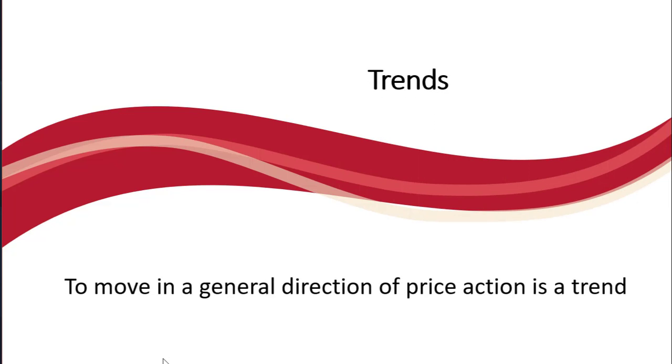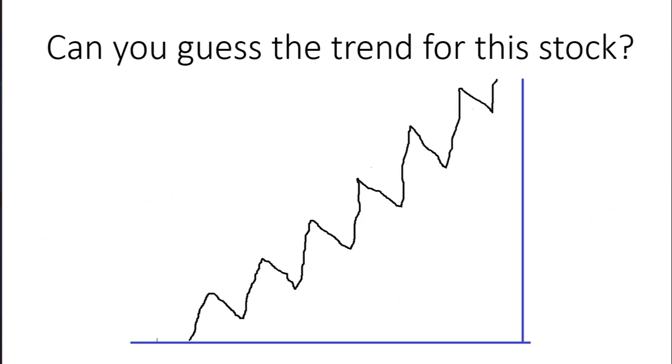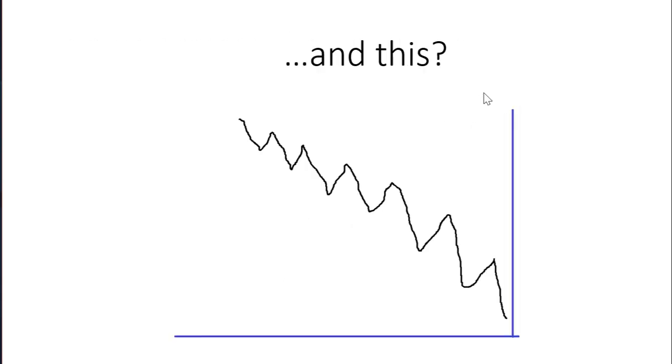Can you guess the trend here? Yes, here the price action is moving in a higher direction due to active buying. And then here the price action is moving in a downward direction due to active selling.